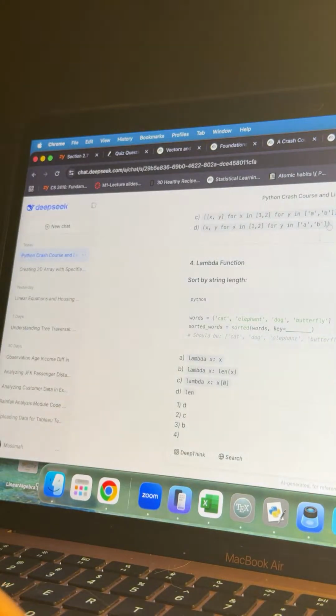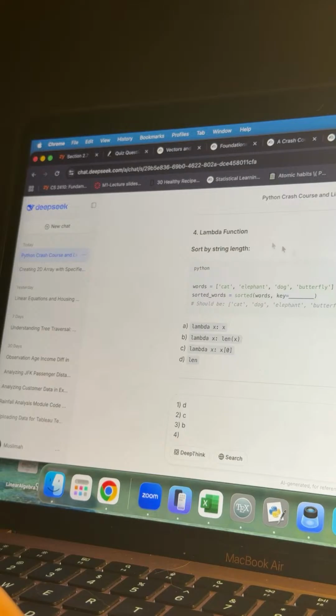Okay, back to this. Lambda function. Sort by string length. Sorted_words equals sorted words, key equals. Should be cat, dog, elephant, butterfly.